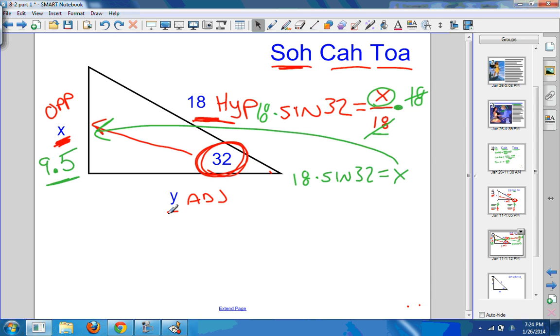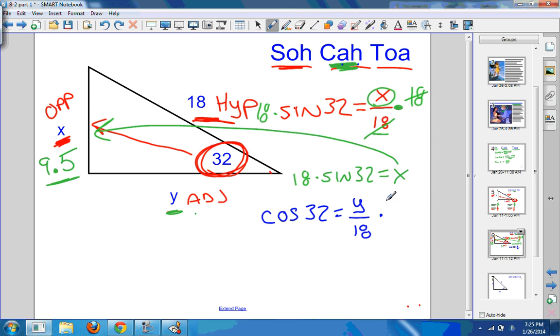Now if we want to find y, we can use one of these up here with an a in it for the adjacent side. So k has an a in it, adjacent, and the h stands for hypotenuse, and we know the hypotenuse, so we can use that. So we could say the cosine of 32 degrees is equal to my adjacent divided by the hypotenuse, or y divided by 18.